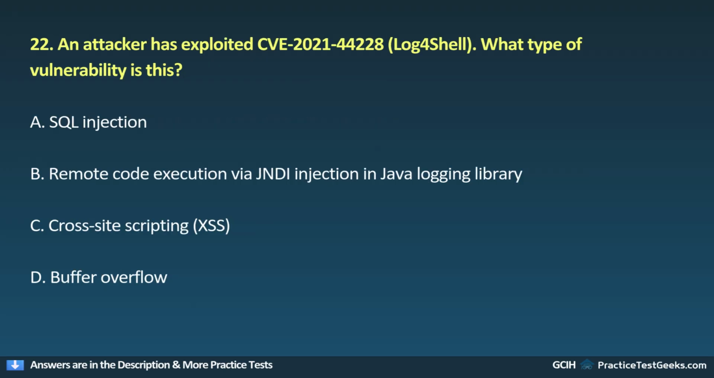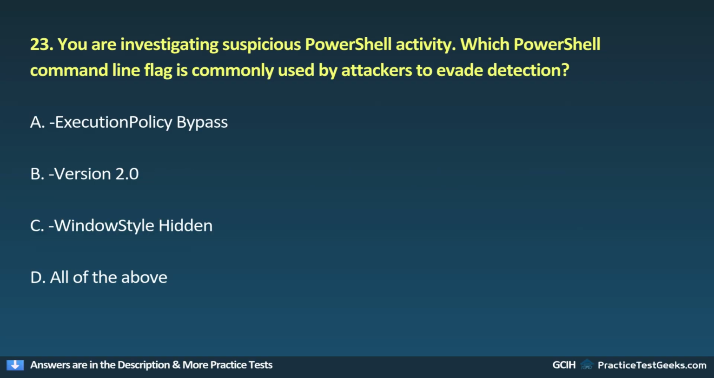22. An attacker has exploited CVE-2021-44228, Log4Shell. What type of vulnerability is this? A. SQL injection. B. Remote code execution via JNDI injection in Java logging library. C. Cross-site scripting. D. Buffer overflow.